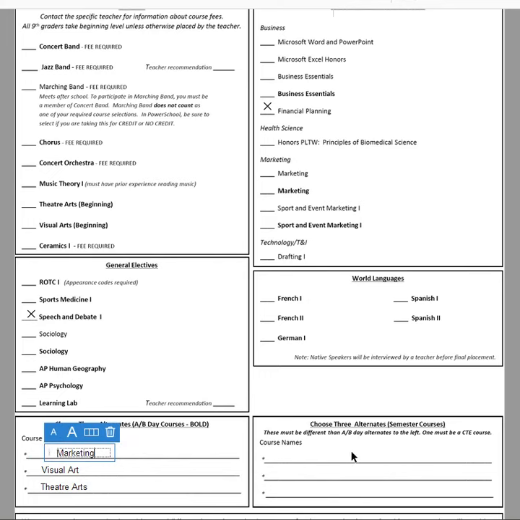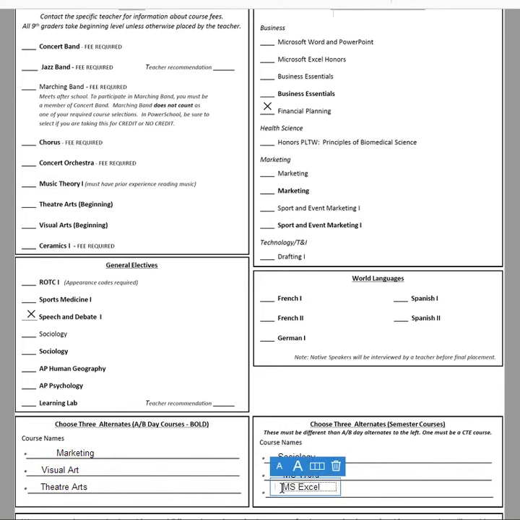And then for my semester classes, I'm going to put sociology. I think that sounds interesting. And then Microsoft Word and Microsoft Excel are both great classes that help you learn skills that'll be useful in other classes. So I'll go ahead and put those as my backup classes as well.